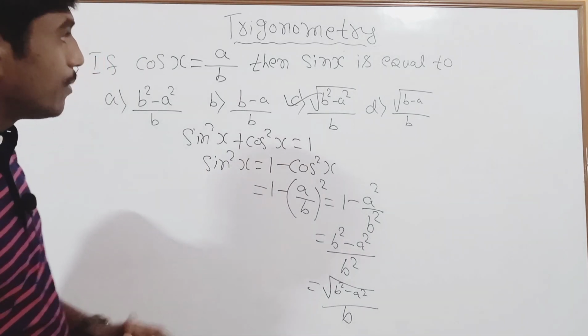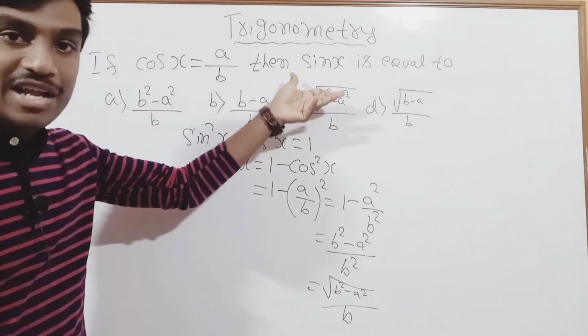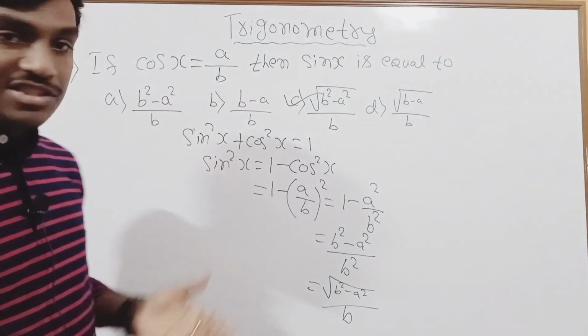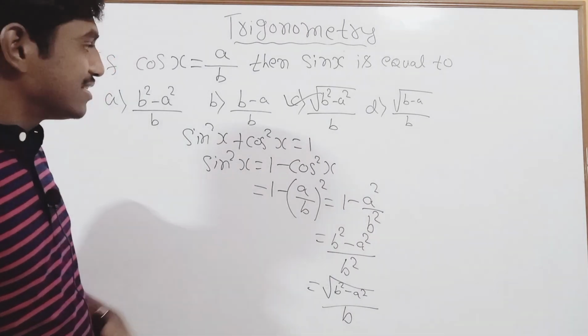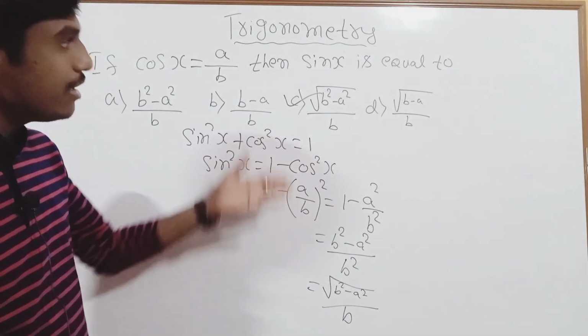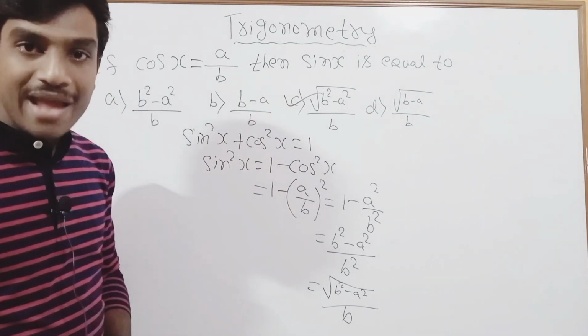When you get a problem like this, you need to solve it like this. Because they have given cos x and asked for sin x, the only identity we know which relates sin x and cos x is sin square x plus cos square x equals 1, and using that identity we got the value of sin x as root of (b square minus a square) by b.